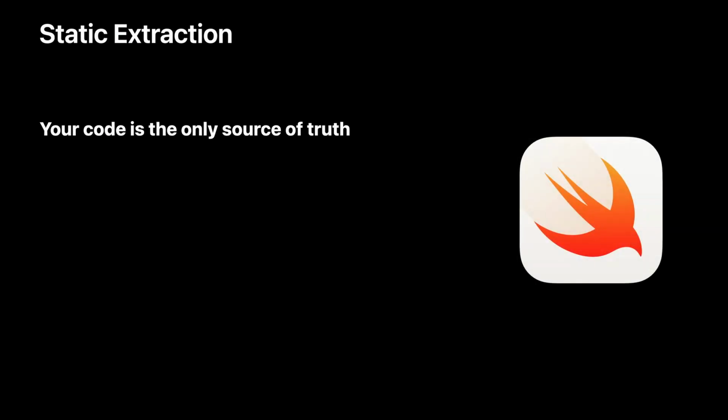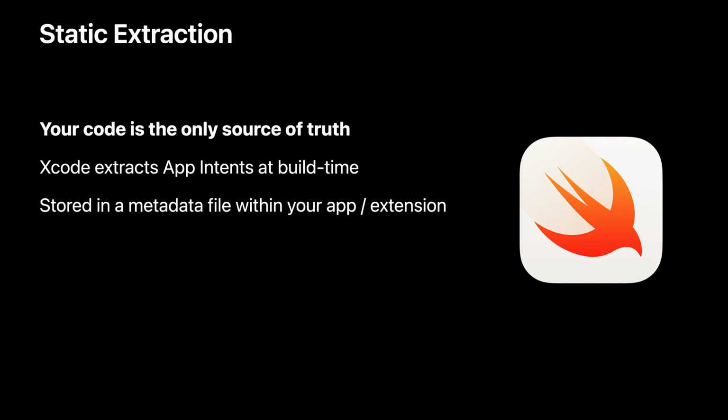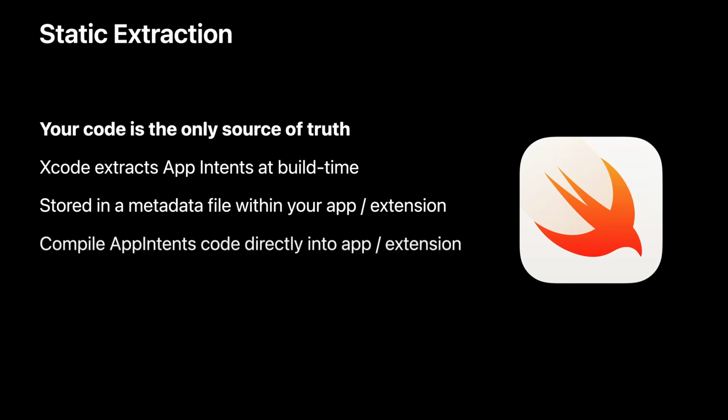With App Intents, your code is the only source of truth. App Intents achieves this elegant developer experience by statically extracting information about your intents, entities, queries, and parameters at build time. Xcode will generate a metadata file inside your app or extension bundle during your build process, containing information received from the Swift compiler as it runs on your code. To make sure all of this works, keep your app intents types directly in the target or extension, not in a framework. Similarly, your localized strings should be found in a strings file within the same bundle where your app intents types live.